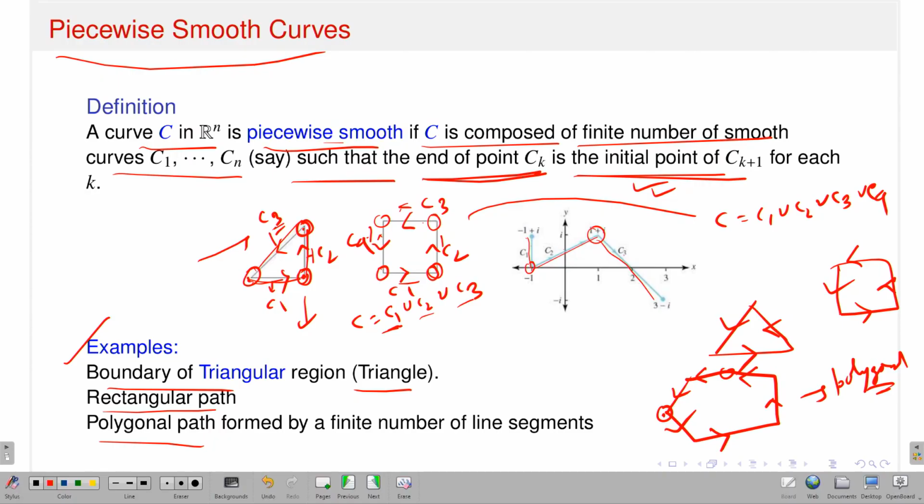So, a piecewise smooth curve means I have finitely many smooth curves and I have to join them in such a way that the end point of Ck is the initial point of Ck plus 1. This is called a piecewise smooth curve. That means I can chop the curve into finitely many pieces and each of the pieces is smooth. I might not have smoothness at only finitely many points.